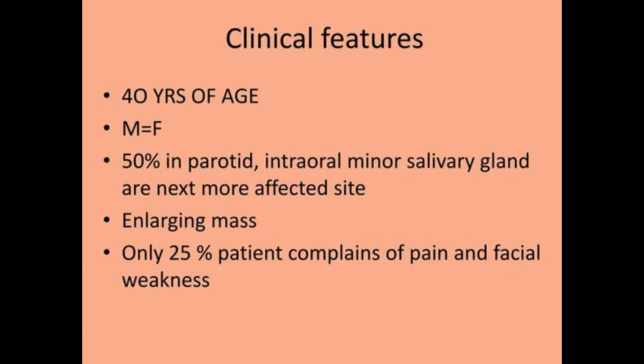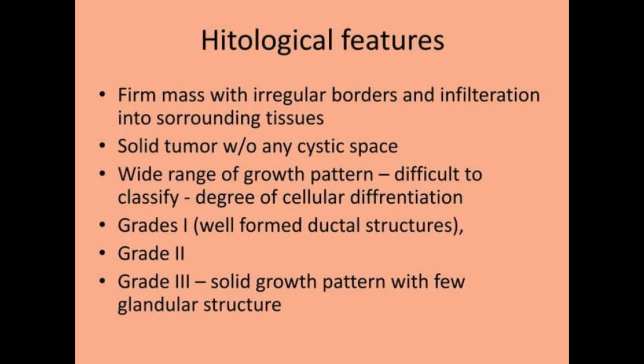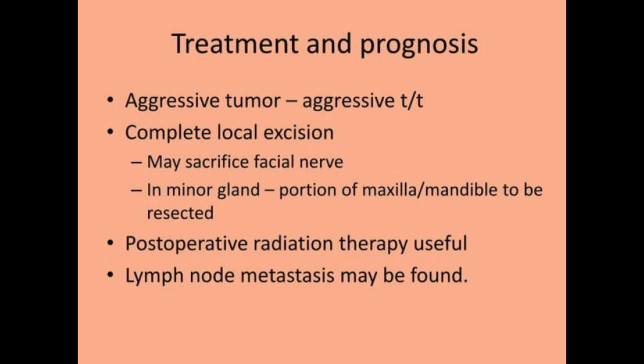The histological features are that it consists of a firm mass with irregular borders and infiltration into the surrounding tissue. It has a wide range of growth patterns that is difficult to classify. Based on the degree of cellular differentiation, it can be classified into grade 1, grade 2 and grade 3. Grade 1 has well formed ductal structures.